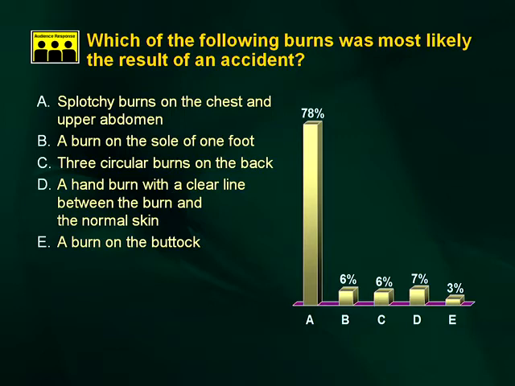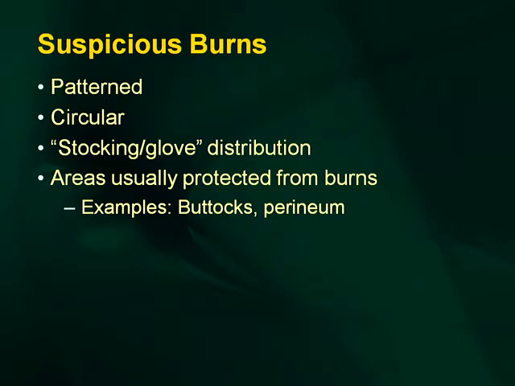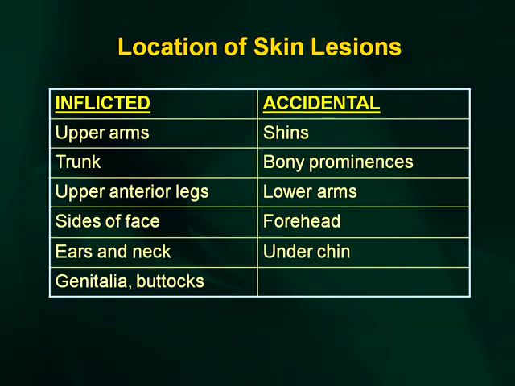So any burn by location, the location of the burn is really, really important. And so it's unlikely that one is going to get burned on the back or on the foot, on the bottom of the foot. It's also unlikely that there would be a strong line of demarcation, what's sometimes called a stocking glove distribution, where you actually look like there's a clear line between the normal and the affected tissue, or a burn in a place where patients don't normally get burned. And those are all things that should worry you about child abuse. So pattern, circular, stocking glove distribution are areas that are usually protected.